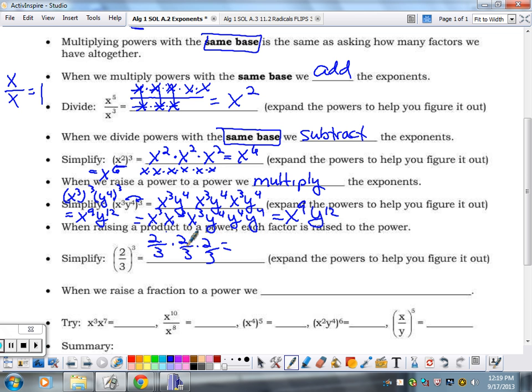Numerators, 2 times 2 times 2. How many factors of 2 are there? 3 factors of 2, that's how I write that. How many factors of 3 on the bottom? So let's see what I got here. This 2/3 raised to the third power. That was 2 to the third over 3 to the third.